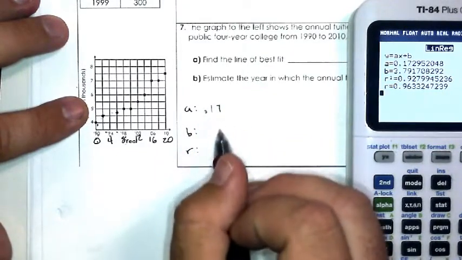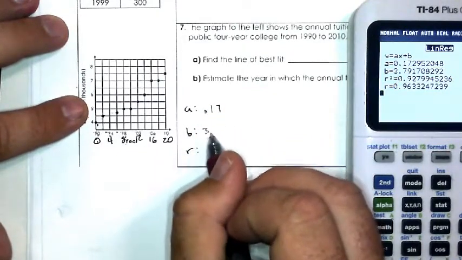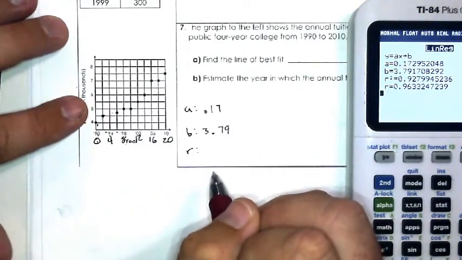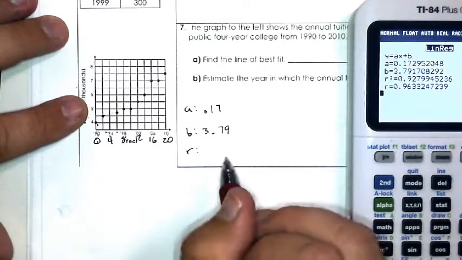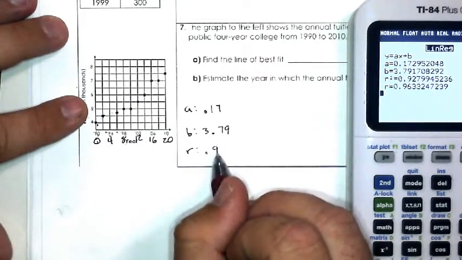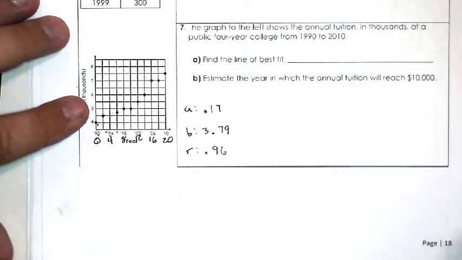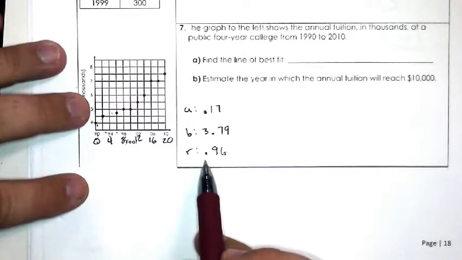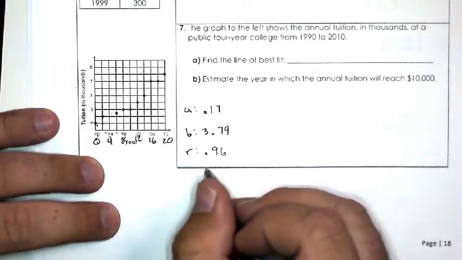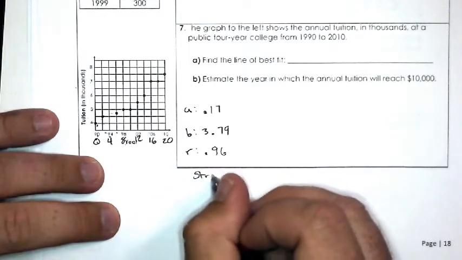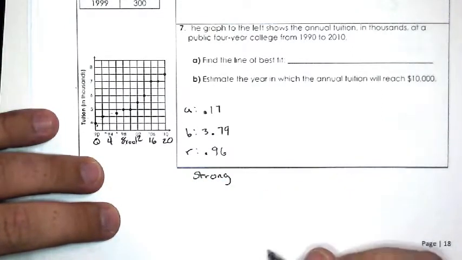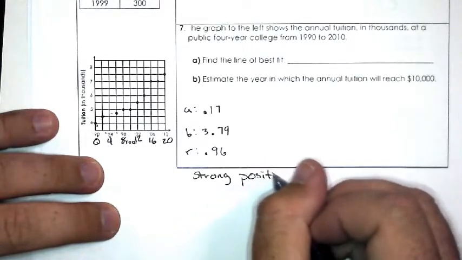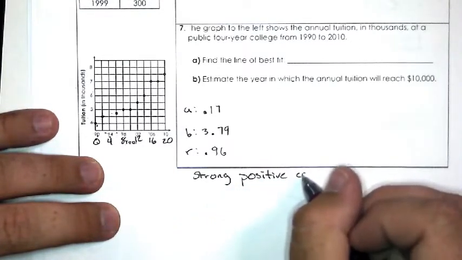0.96. Okay, now let's talk about the correlation first. Strong or weak? Strong, okay, because it's very close to 1. All right, is it positive? Yep, positive. Okay, and then our last word is correlation. It's close to 1, so it's strong. It's positive because our slope is positive. Correlation. Okay. Now we have everything we need.